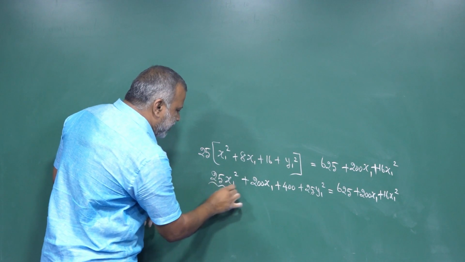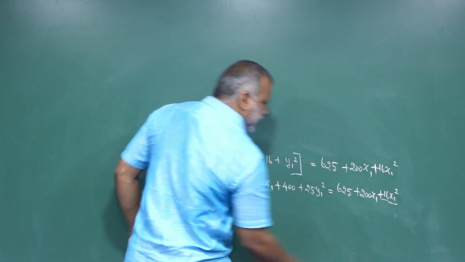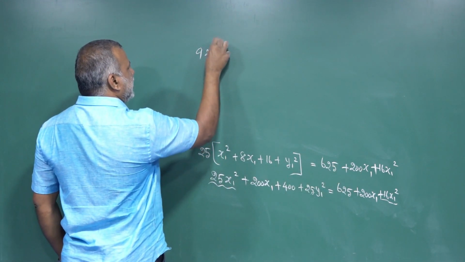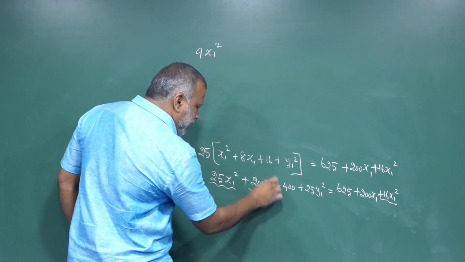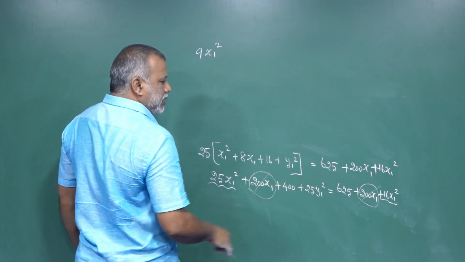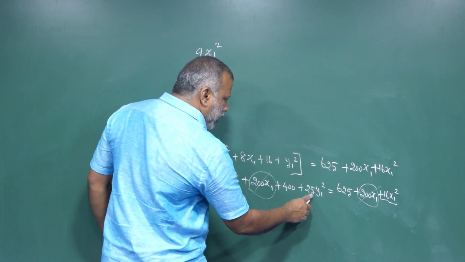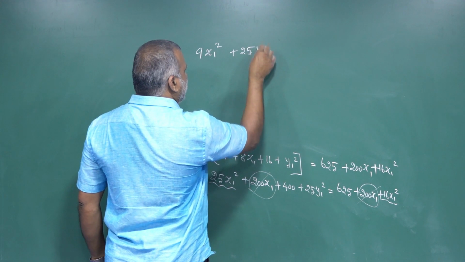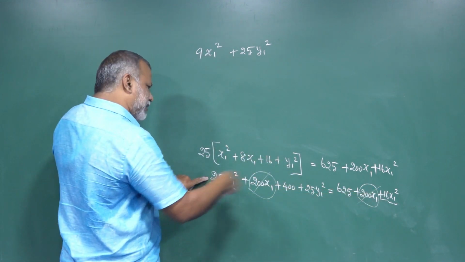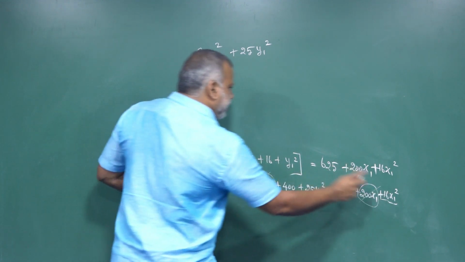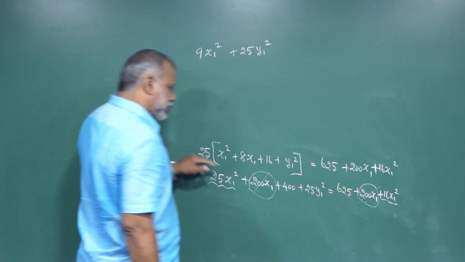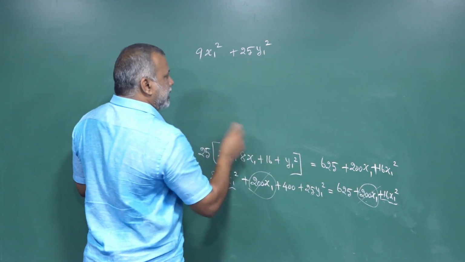See here, 25x1 squared, here 16x1 squared. It will be simplified. 25 minus 16, we can get 9x1 squared. This 200x1 in your LHS, in RHS also you have 200x1. It will be removed. So the remaining is 25y1 squared. That is the only one y1 squared family. See this one, 25x1 squared, here 16x1 squared. Convert it to the same side. 25x1 squared minus 16x1 squared, we can get 9x1 squared. Then 200x1, here also 200x1, it will be removed. 25y1 squared, I can keep this one.